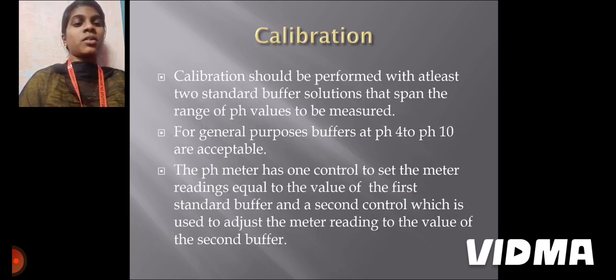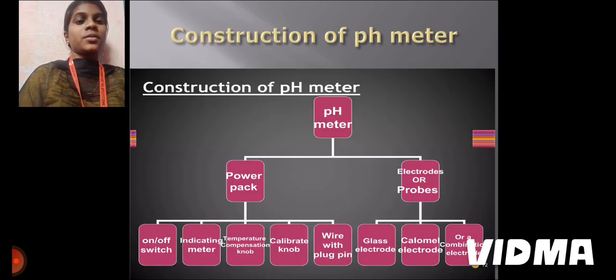Calibration should be performed with at least two standard buffer solutions that span the range of the pH values to be measured. For general purposes, buffers at pH 4 to pH 10 are acceptable. The pH meter has one control to set the meter reading equal to the value of the first standard buffer, and a second control which is used to adjust the meter reading to the value of the second buffer.